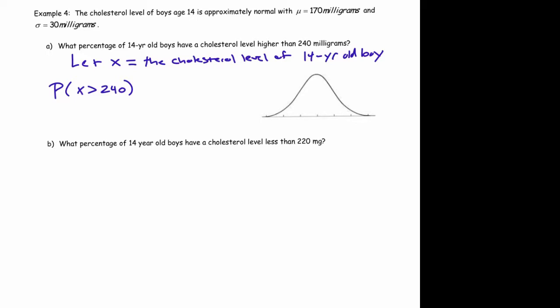So let's go to our diagram. We make our mean the center. We put the 240 in the right relative location. And since we want cholesterol level higher, we're going to shade the right-hand side. Okay, and we're interested in that percentage. So first we find the z-score that goes with 240. So 240 minus 170. We divide by 30, and when you do that, you get 2.33. We'll go to hundredths, 2.33.